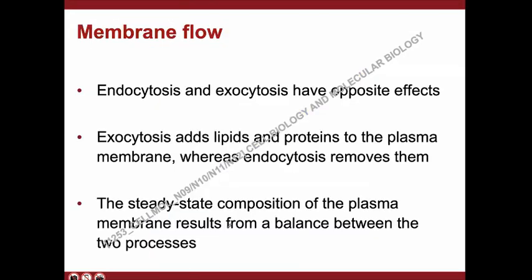So obviously, in terms of membrane flow, exocytosis and endocytosis have opposite effects. Exocytosis adds lipids and proteins to the plasma membrane, while endocytosis removes them. So you will see that there is a steady state composition of the plasma membrane resulting from a balance between exocytosis and endocytosis.